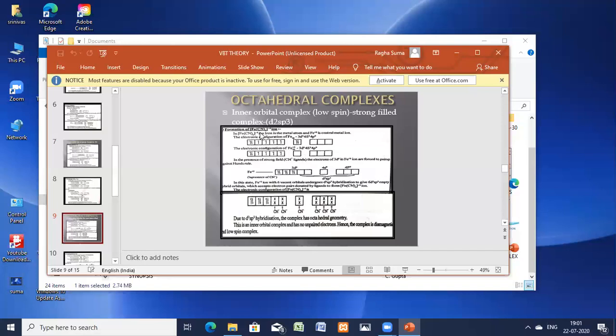And cyanide is a strong field ligand, so it is a strong field complex. In the presence of a strong field ligand, the electrons get paired up. As I've told you, they are getting paired up against Hund's rule. 4s0, 4p0, 1, 2, 3, 4, 5, 6. These electrons are getting paired up. Here it is paired.